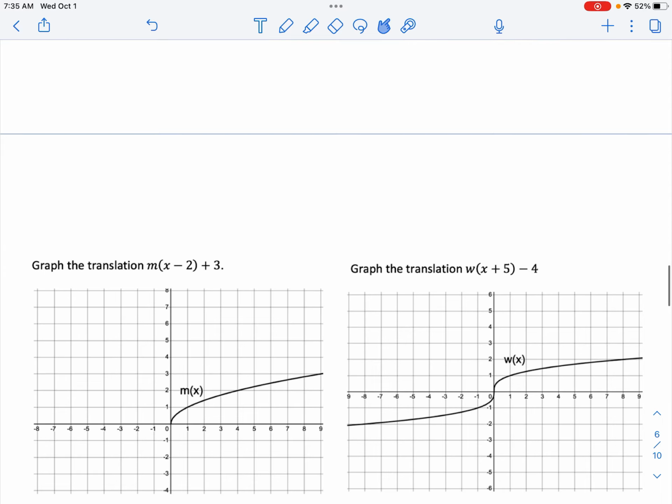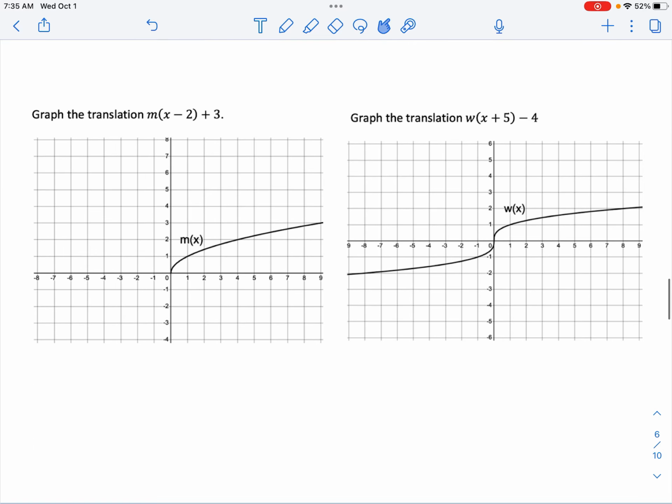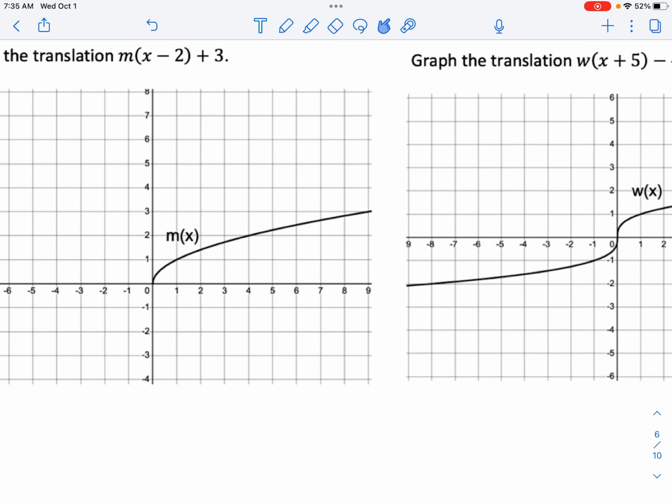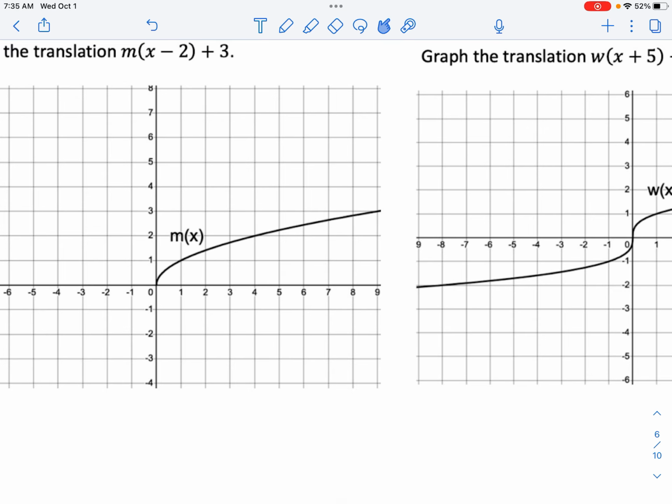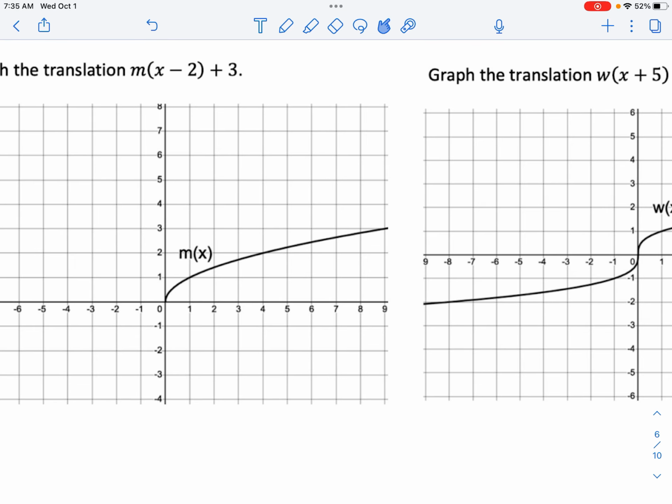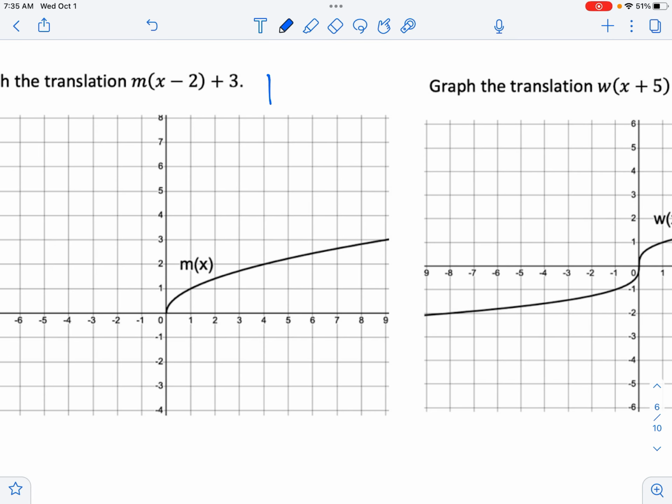So now really, how do you put it all together? So you might see both of these together. So graph the translation m of x minus 2 plus 3. So this function is our square root function. And we're just going to move this up 3. That's what this means, up 3. And this is going to mean to the right 2.